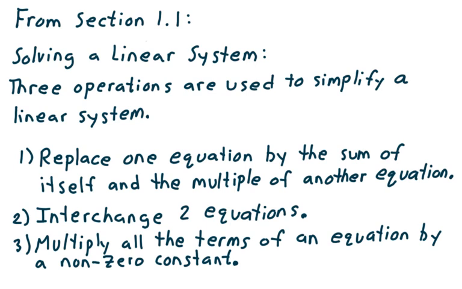Number 1, replace one equation by the sum of itself and a multiple of another equation. Number 2, interchange two equations. Number 3, multiply all the terms of an equation by a non-zero constant.